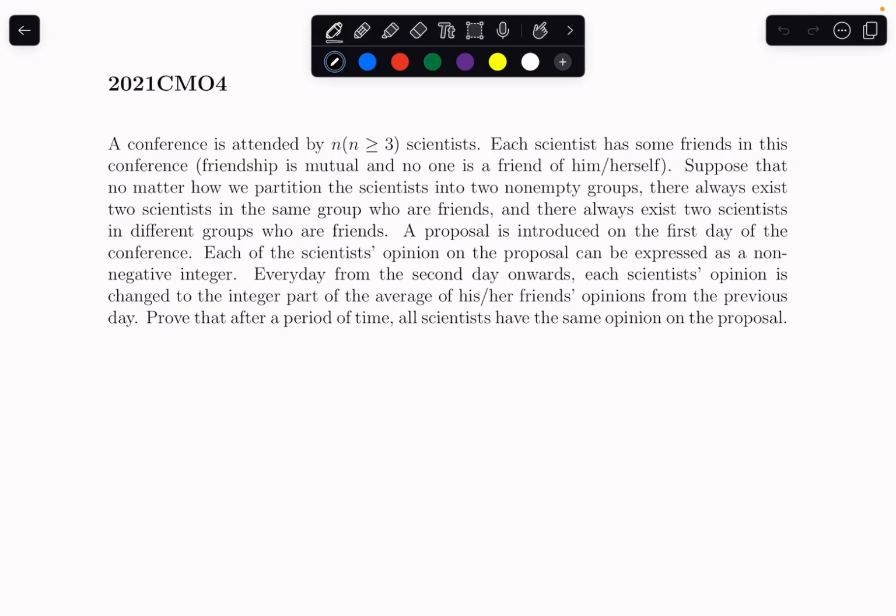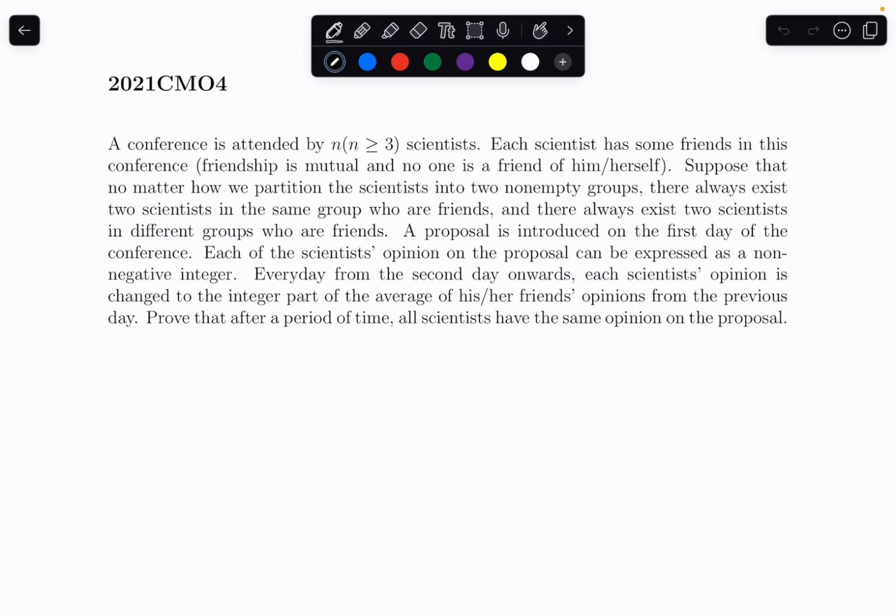A proposal is introduced on the first day of the conference. Each of the scientists' opinion on the proposal can be expressed as a non-negative integer. Every day from the second day onward, each scientist's opinion is changed to the integer part of the average of its friends' opinions from the previous day. Prove that after a period of time, all scientists have the same opinion on the proposal.